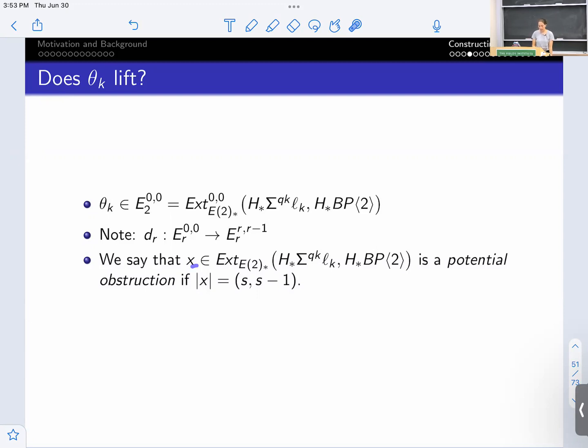So we'll say that a class x in this E2 page is going to be a potential obstruction just if it lives in a degree where it would be possible for a differential off theta k to hit it. We don't really need to understand everything about this Ext term. We just really need to understand the potential obstructions, because the idea is that, oh yeah, please.